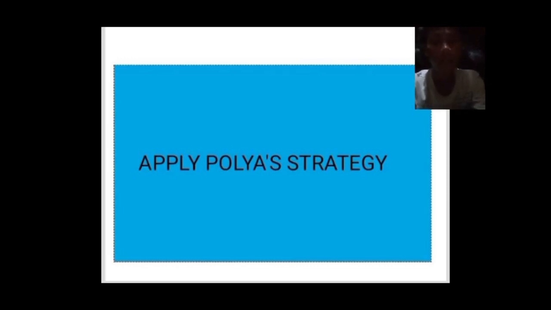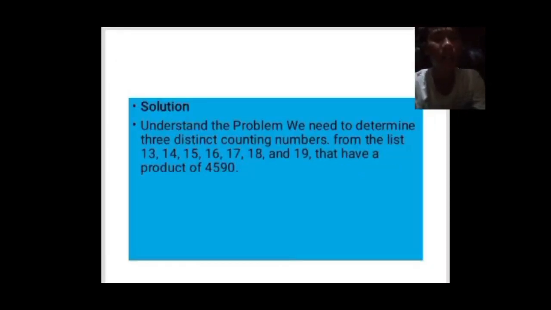The first step, understand the problem. We need to determine 3 distinct counting numbers from the list 13, 14, 15, 16, 17, 18 and 19 that have a product of 4,590.